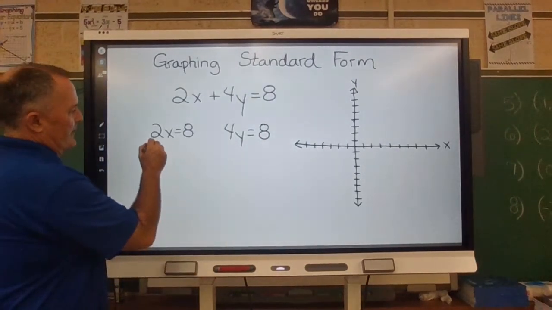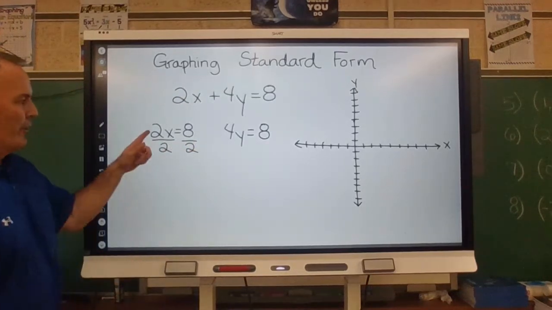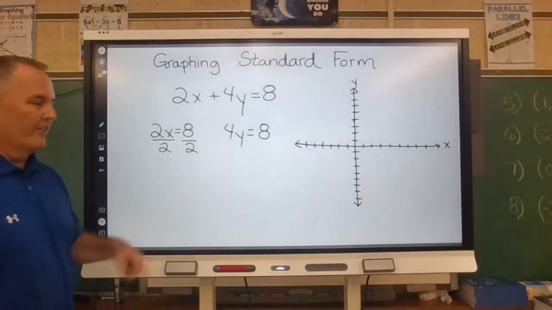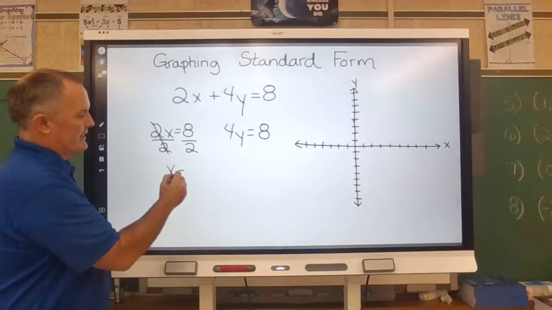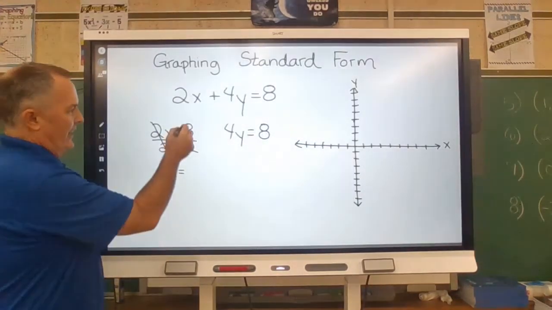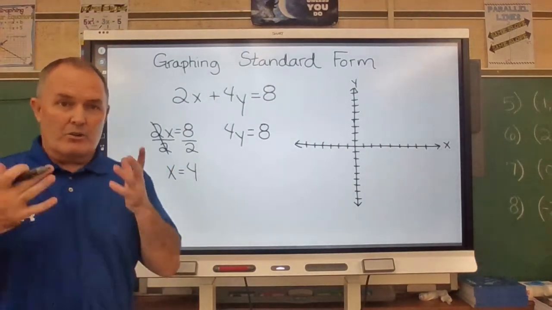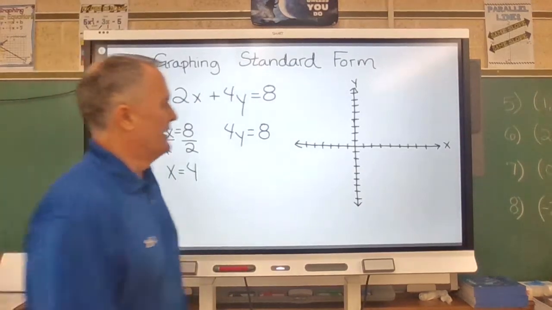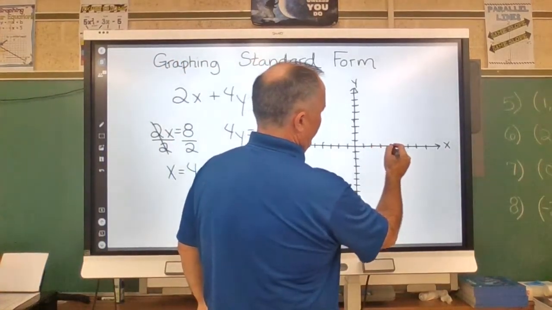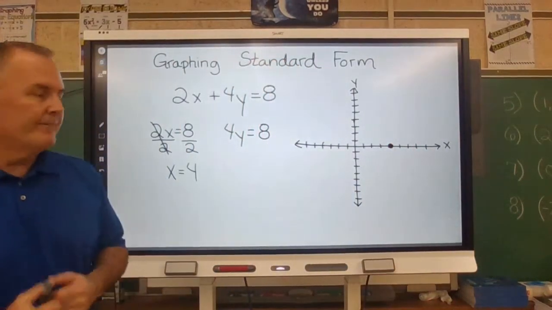All right, so the opposite of multiplying by 2 is to divide by 2. And whatever you do to one side of the equation, you have to do to the other. That cancels out the 2, leaving me just with x. 8 divided by 2 is 4. That is where the line is going to cross over the x-axis. So we'll go to 4, 1, 2, 3, 4. And we're going to put a dot right there.